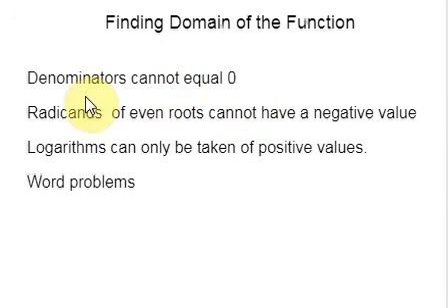Condition number 1. In case you're dealing with a rational function like a fraction, the denominator cannot be equal to 0. And if you're getting a radicand of even roots, radicand means the expression under a radical symbol, even roots means you can take square roots like that, those radicands cannot have a negative value. In case you're getting a logarithm problem, I hope you all know that logarithms can only be taken for positive values. In case you're getting a word problem to find the domain, physical or other real life restrictions might be imposed.